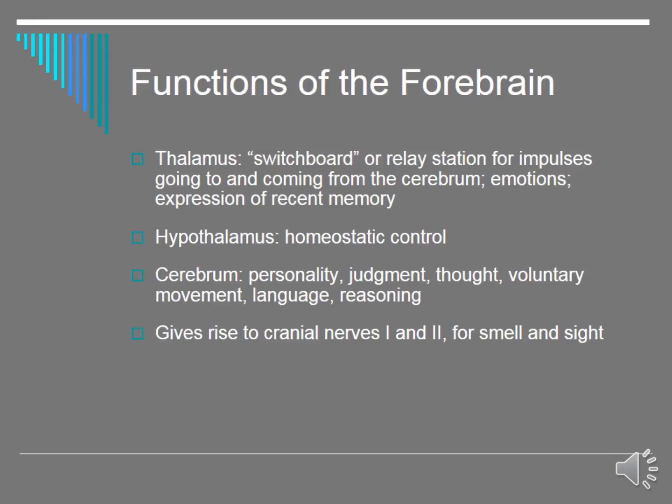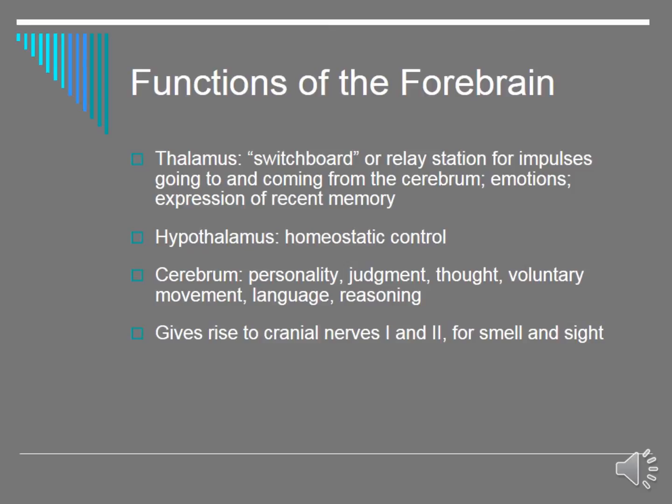The forebrain includes your cerebrum, the hypothalamus, and the thalamus. The thalamus, of course, is the switchboard or the relay station for impulses coming from the cerebrum and going to the cerebrum, emotions, some recent memory control. The hypothalamus, of course, we've talked over and over again about how much it controls balance and maintains homeostasis in lots of different areas: hormone balance, temperature, appetite, osmolarity, all of those different things.